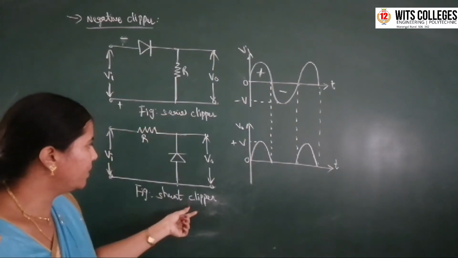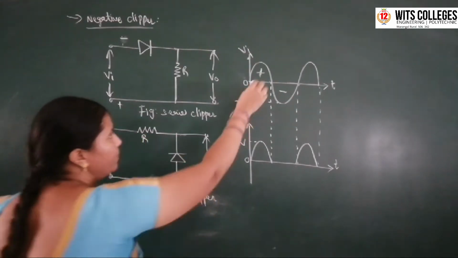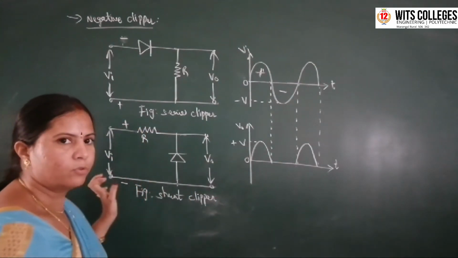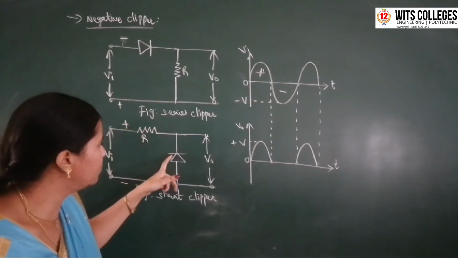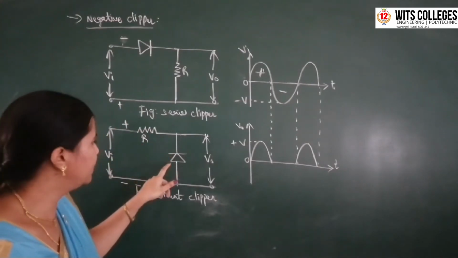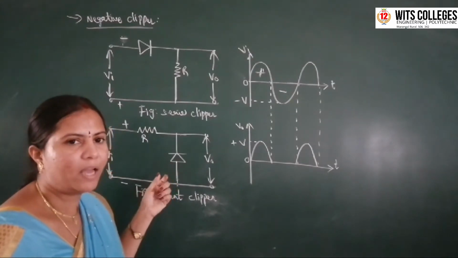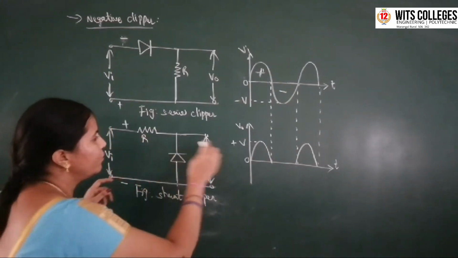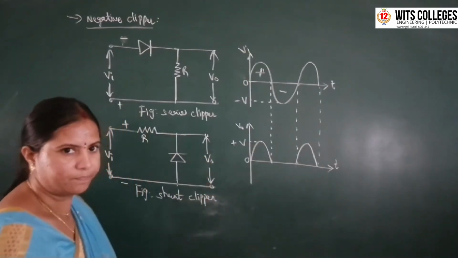Coming to the shunt clipper, here the diode is connected in shunt with the resistor R. During the positive half cycle, what will happen? It becomes positive and negative. The positive terminal of the battery is connected to the cathode of the diode, which means the diode is in reverse biased mode. In reverse biased mode, the diode acts as an open switch. Then there is no flow of current. That means whatever positive signal you apply appears at the output voltage V0.